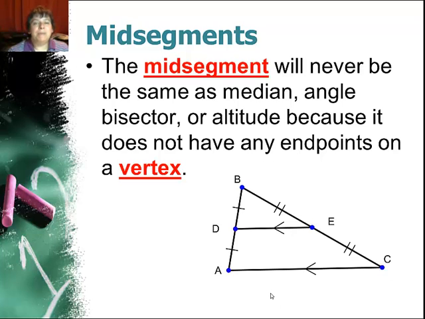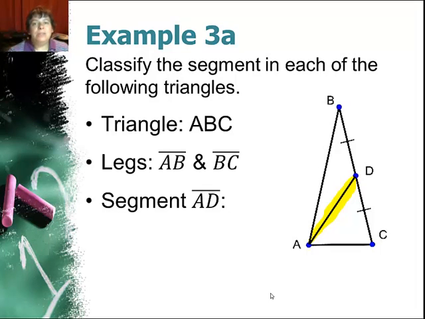Now, the midsegment, I just want to mention briefly, will never be the same as the median, the angle bisector, or altitude because it doesn't have any of the endpoints on a vertex. The segments I just mentioned outside of the midsegment always have an endpoint on the vertex. So let's look at your last example, and we're going to classify the segment in each of the triangles.